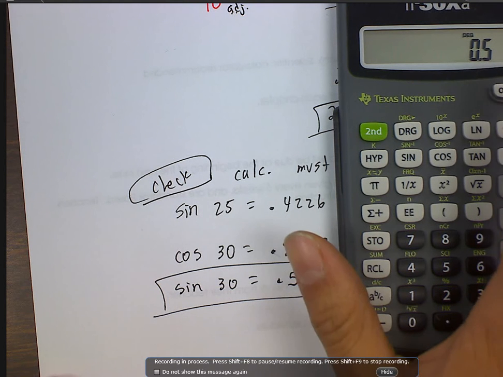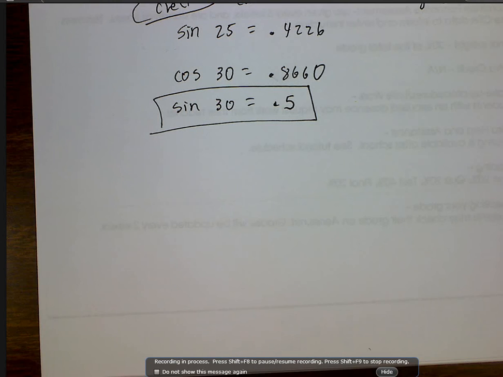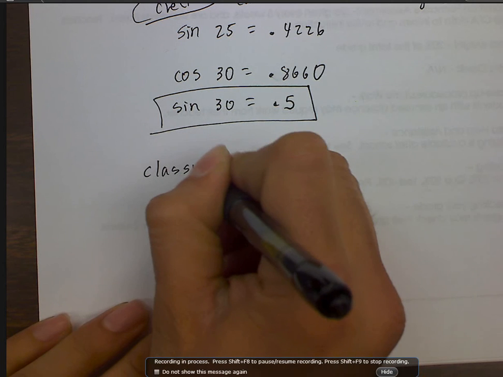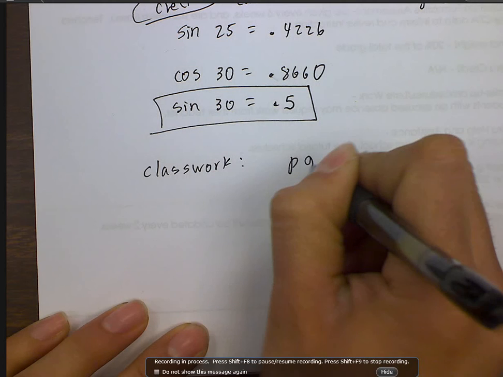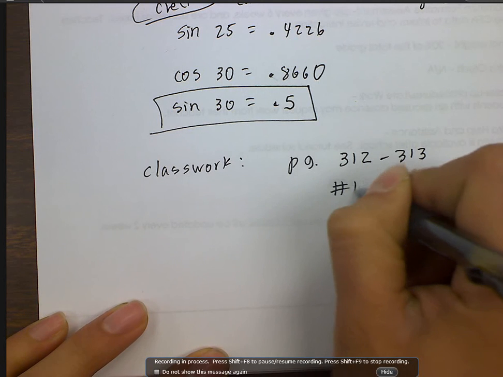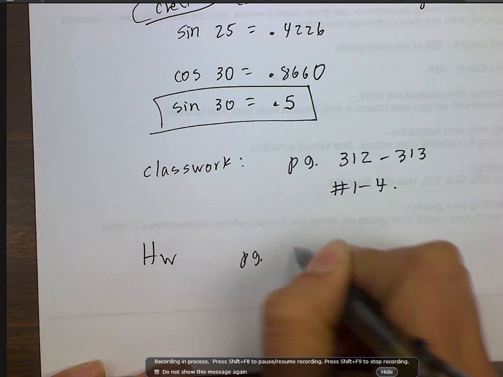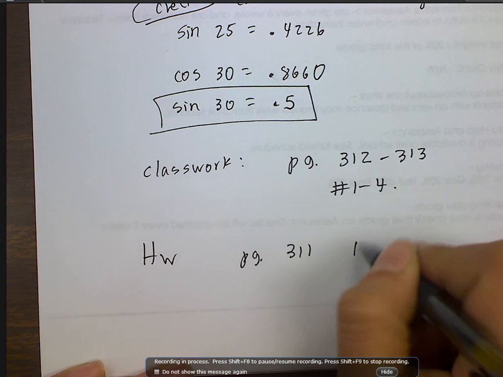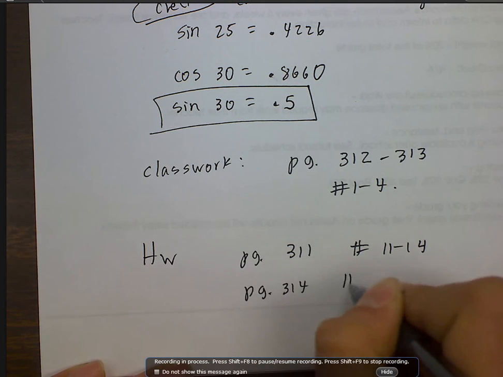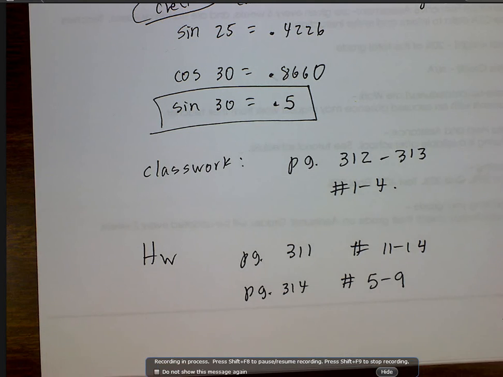If you are not going to be in class, this is what you need to do. As part of your classwork, you need to do page 312 through 313, and that is numbers 1 through 4. And then for homework, you have to do page 311, numbers 11 through 14, and page 314, numbers 5 through 9. Again, if you have questions, just come see me at lunch, and thank you very much.